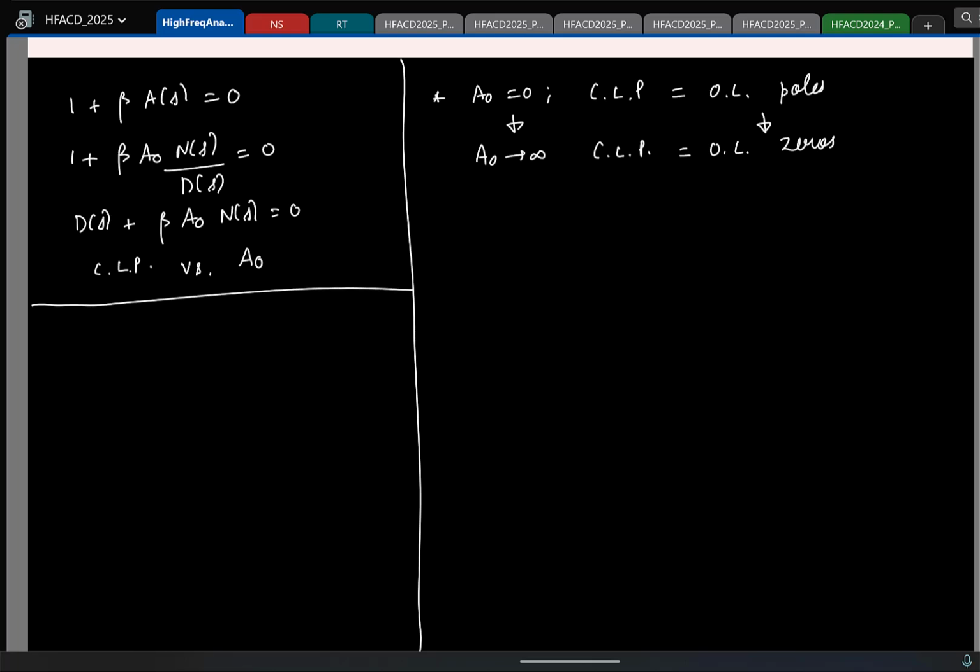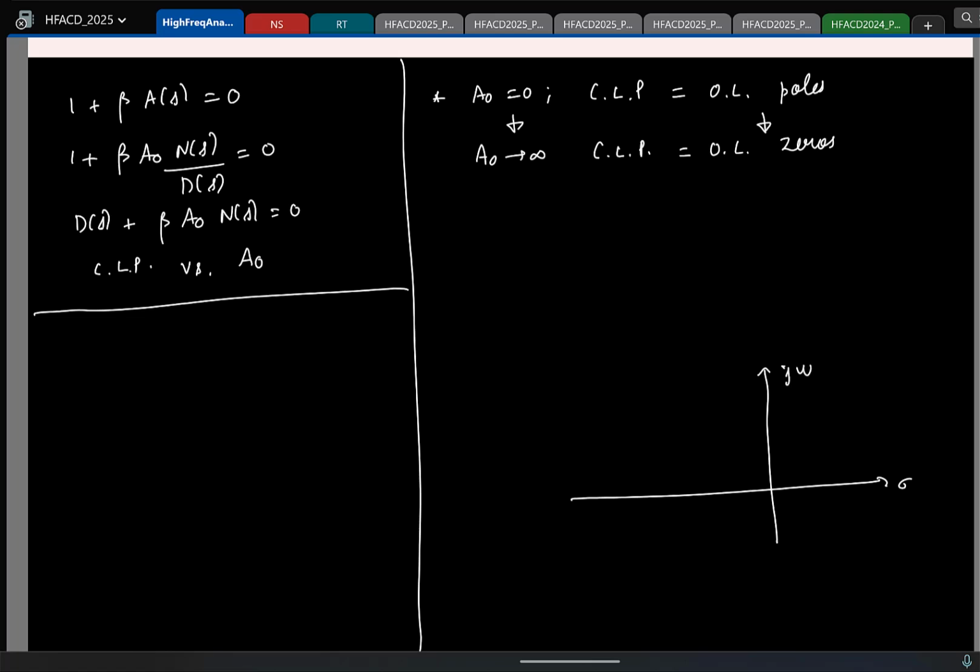See, I am trying to plot the closed loop poles, and the closed loop poles, remember, are complex numbers, so which means we try to plot them in the complex S plane like this, sigma, j omega. Again, the closed loop poles can be a real number or a complex number. Let's try to see when it can be a real number. The equation we are looking at is 1 plus beta times a naught times the numerator by denominator, which I will call some function f of s, equal to 0.